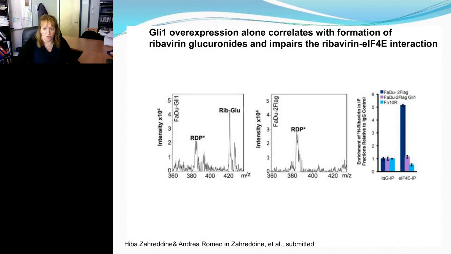GLI1 overexpression alone correlates with the formation of ribavirin glucuronide. So if we take either FADU-GLI1 parental cells or the flag control, you can see that the glucuronide is only present in the cells that overexpress GLI1 and not in the cells that only express vector. And as you'd expect, if you overexpress GLI1, you lose the ability of 4E to interact with tritiated ribavirin, once again showing that the ribavirin glucuronides can be formed by GLI1 overexpression, and this is through UGT1A overexpression.